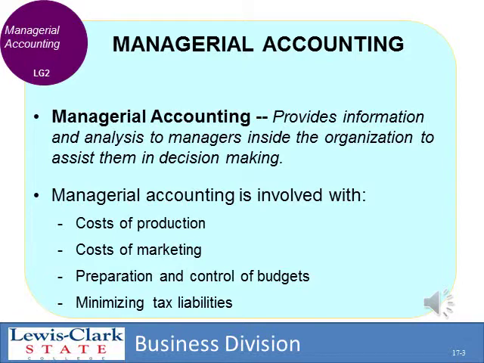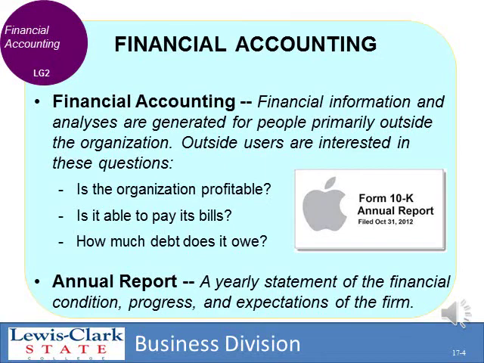As I mentioned earlier, there are two broad classifications of accounting, managerial and financial. Managerial accounting is concerned, as the slide shows us, with cost of production, cost of marketing, and making sure that we're following our budget and minimizing our tax liabilities and making sure that we maximize our profits. Financial accounting is concerned usually with the overall big picture of the company, and the financial accountants usually prepare the information for outside investors.